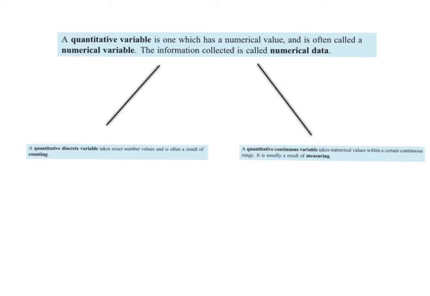The next type of variable that we have is a quantitative variable. This is one in which there's a numerical value. That's the really key part of quantitative. It's often called a numerical variable, and this information is collected as numerical data. There are two different types of quantitative variables. There are discrete variables that take exact numbers and are often a result of counting.